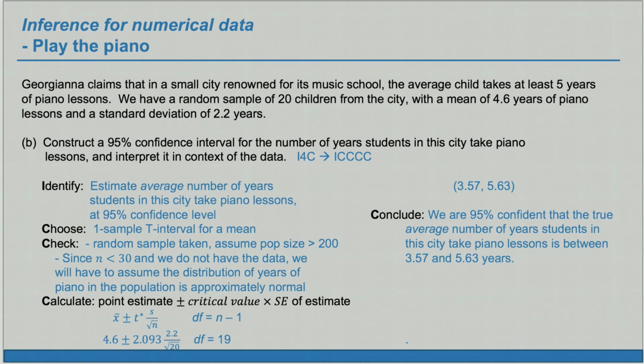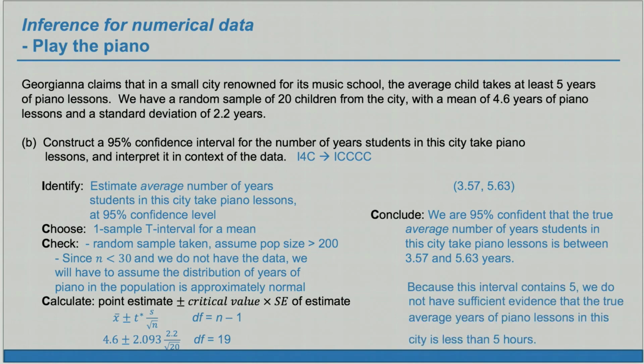What can we conclude? We were originally looking at Georgianna's claim that the true average is at least 5 years for piano lessons. And so based on our interval, do we have evidence against this claim? Well, what we can notice is that the interval contains 5, as well as values slightly above 5. So those are considered reasonable values. So because of that, we do not have sufficient evidence that the true average of piano lessons in the city is less than 5 hours. All those values within the interval are considered reasonable.